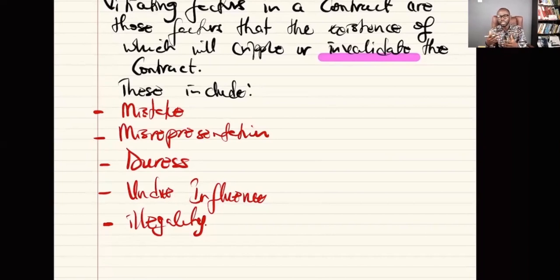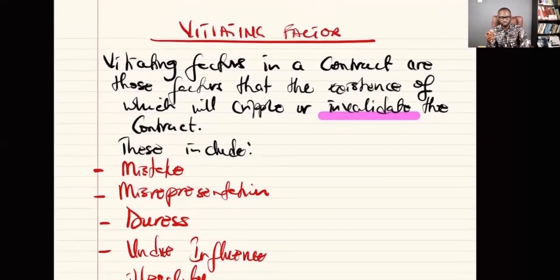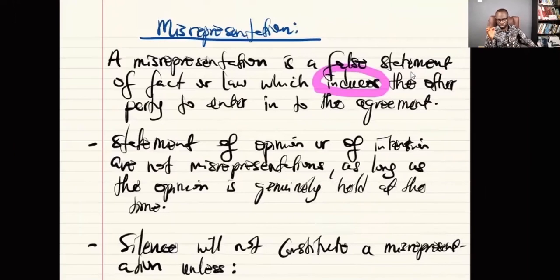But let's take them one after the other and talk briefly about them. So number 1, misrepresentation. What is a misrepresentation? A misrepresentation is a false statement of fact or law which induces the other party to enter into the agreement. In other words, when somebody makes a false statement that makes the other party enter into the contract, then it becomes a misrepresentation. So let's say, for instance, you sell drinks, beverages and everything.